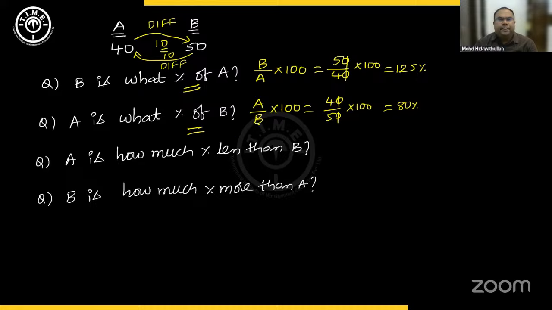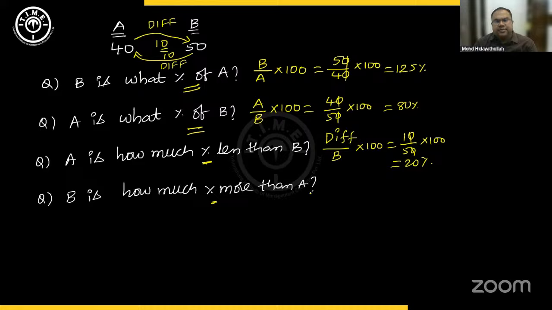But here the question is, A is how much percent less than B, and B is how much percent more than A. Less or more is given by the difference between quantities, than B. Than B means I am comparing with B, into 100. So difference 10, B is 50, into 100. 1 upon 5, 20%.